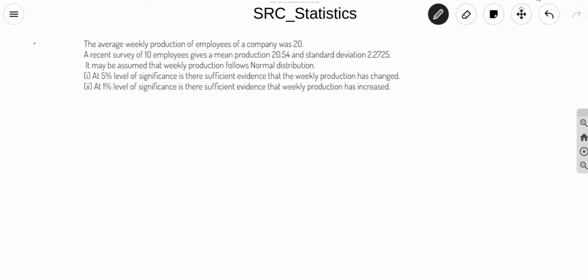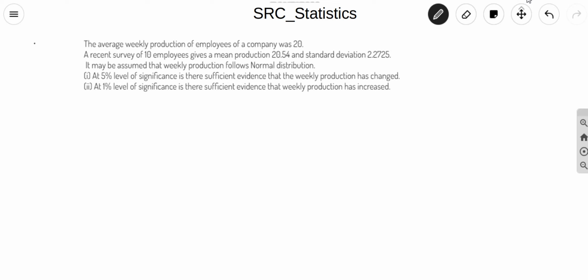There are two parts of the question. First part, at 5% level of significance, is there sufficient evidence that the weekly production has changed? And part 2 is, at 1% level of significance, is there sufficient evidence that weekly production has increased?